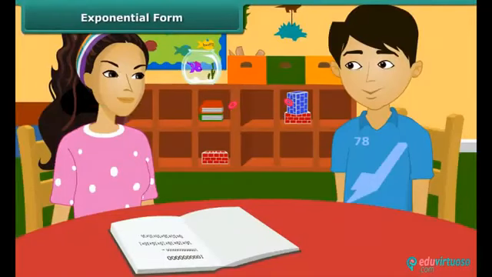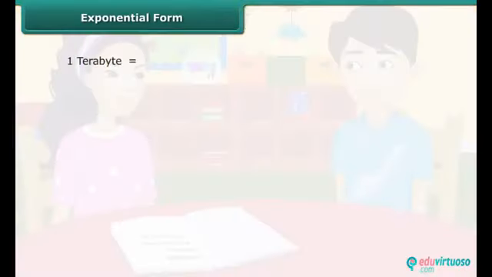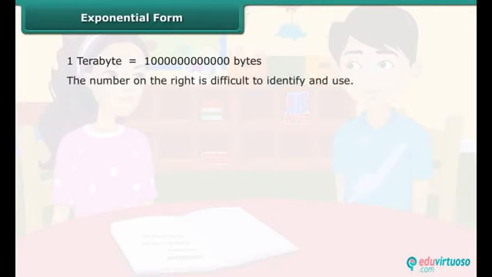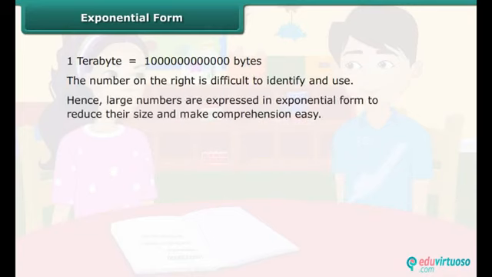Exponential form. You heard Dhruv tell Varsha that 1 terabyte is equal to 1 0 0 0 0 0 0 0 0 0 0 0 0 bytes. When expressed so, the number on the right is difficult to identify and use. Hence, such large numbers are expressed in exponential form to reduce their size and make comprehension easy.